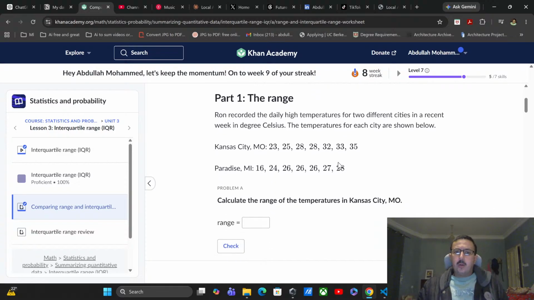Ron recorded the daily high temperatures for two different cities in a recent week in degrees Celsius. The temperatures for each city are shown below. Kansas City. What does that mean? Is that some kind of zip code? I don't know. Anyways, 23, 25. Okay. Calculate the range of the temperatures in Kansas City.